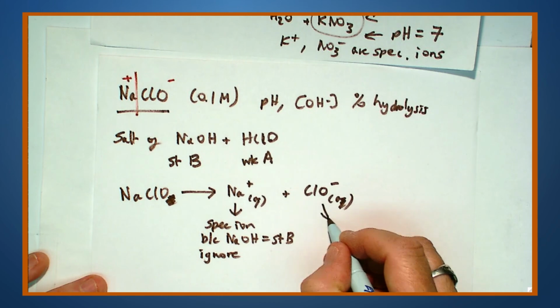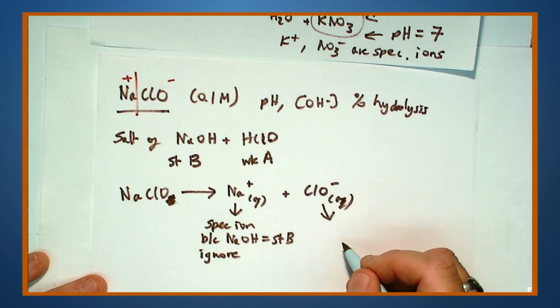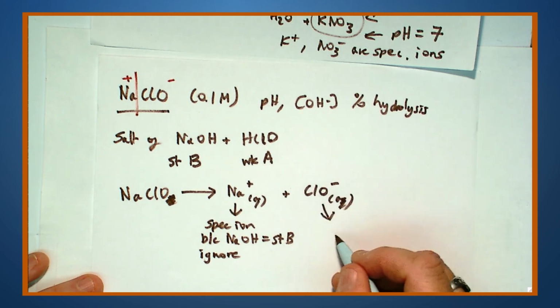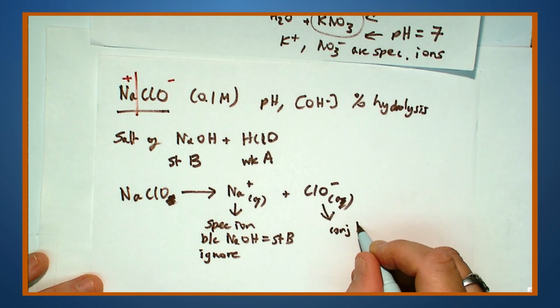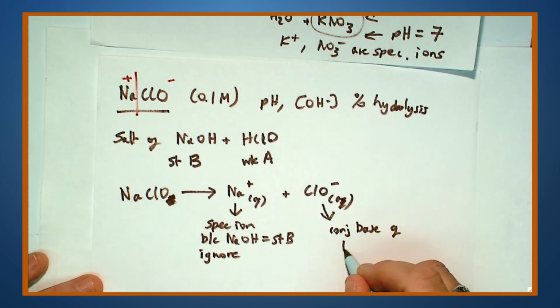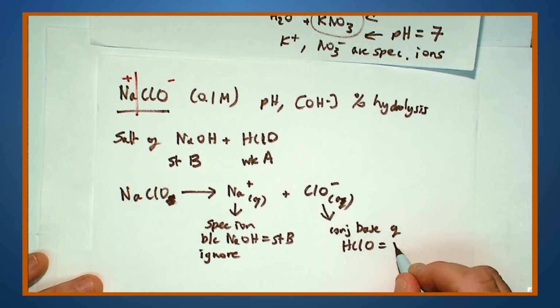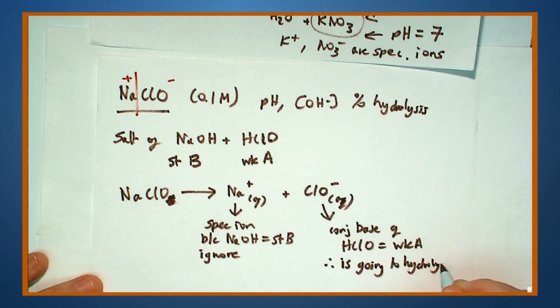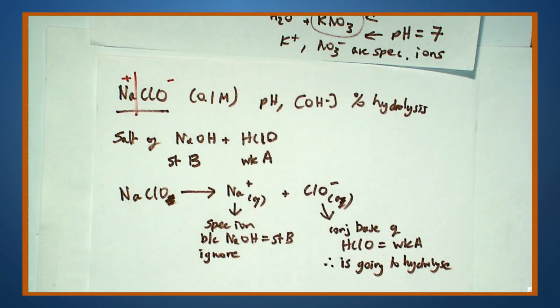Now we look at this one. This one is not a spectator ion, and it's an anion, so it's the conjugate base of HClO, which is a weak acid. So this one is going to do something. And when we say it's going to do something, what we mean is it's going to hydrolyze. The most important thing to remember at this point is this is what you have in solution. This is your major player.